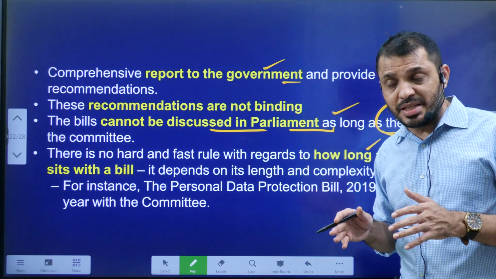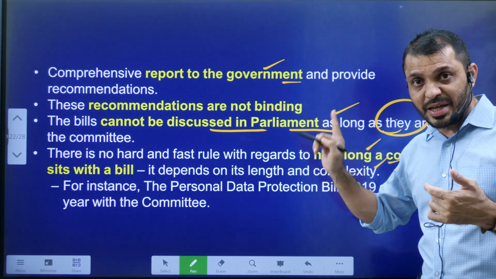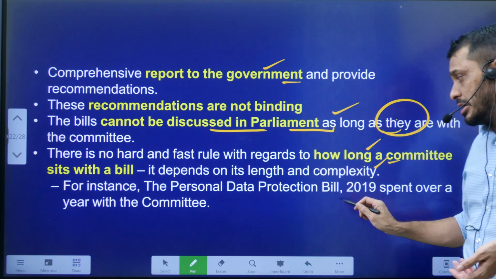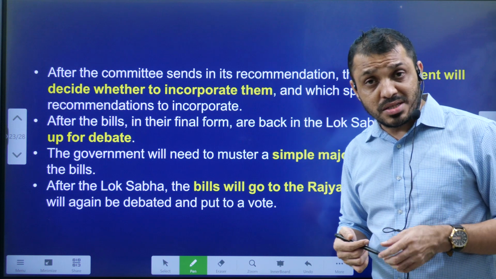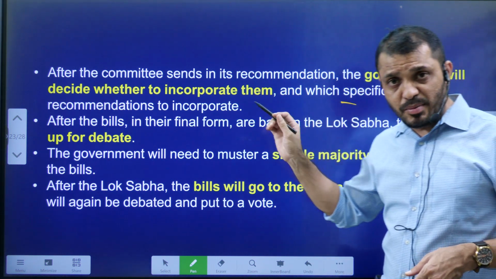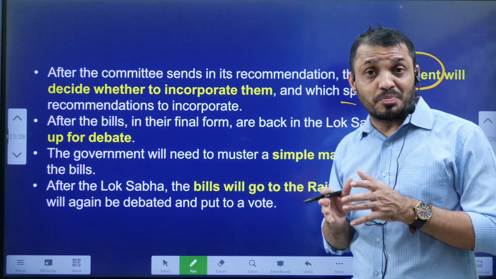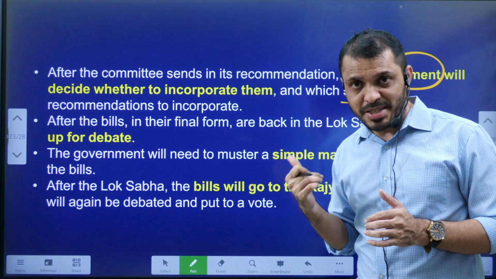There is no time limit within which the standing committee has to finish its study. Sometimes it may take over a year, as with the data protection bill. Once the committee report is done and the government introduces the bill, it will be put up for debate and the house has to pass the bill. In this case, because it is an ordinary bill, it requires only a simple majority.